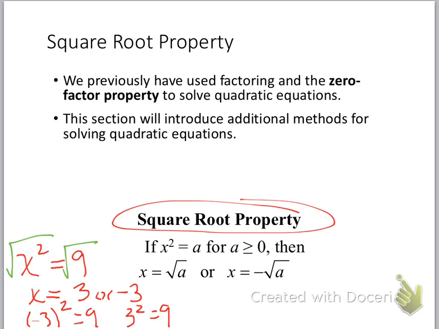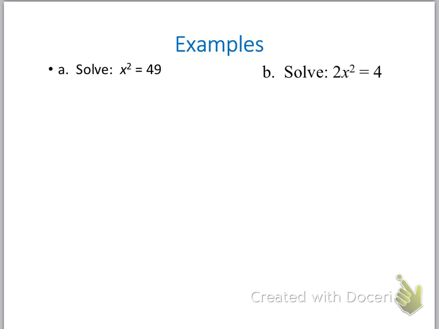So let's do some examples. X squared equals 49. So like I said, take the square root of both sides, and x equals positive or negative 7.